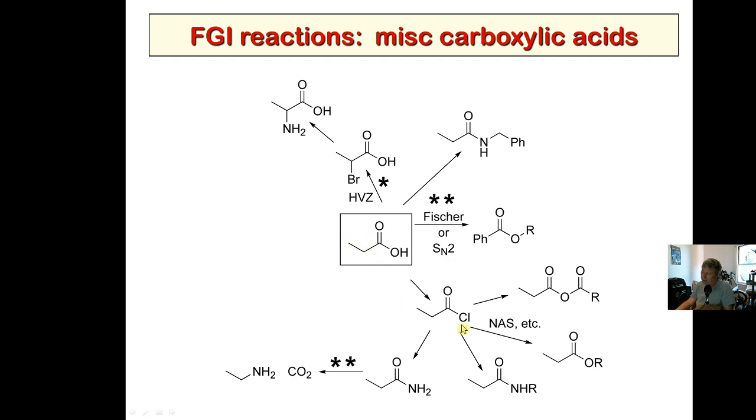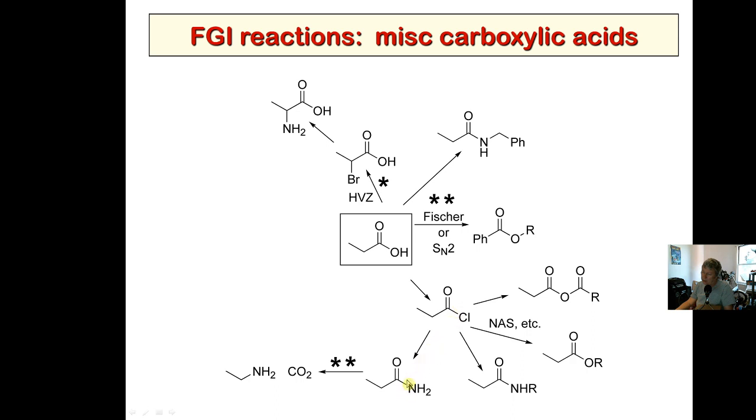And then, of course, we can make acid chlorides. That's a cool thing. And once we got acid chlorides, there's a million things we can do, right? We can make an anhydride if we want. We can make an ester. We can make amides. Very versatile leaving group. So here we made a secondary amide. But we can also make a primary amide.